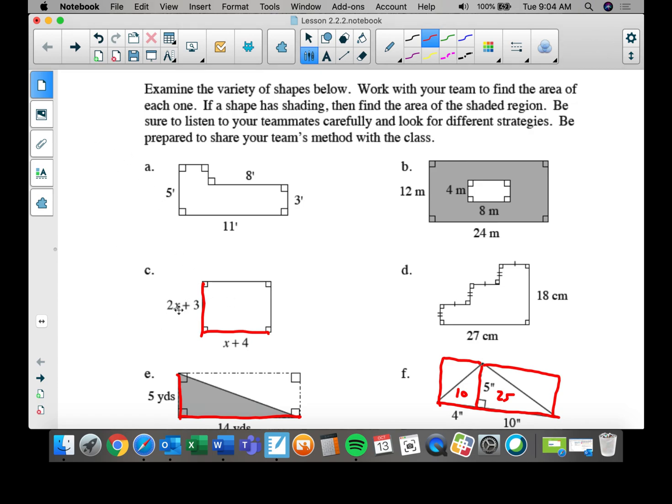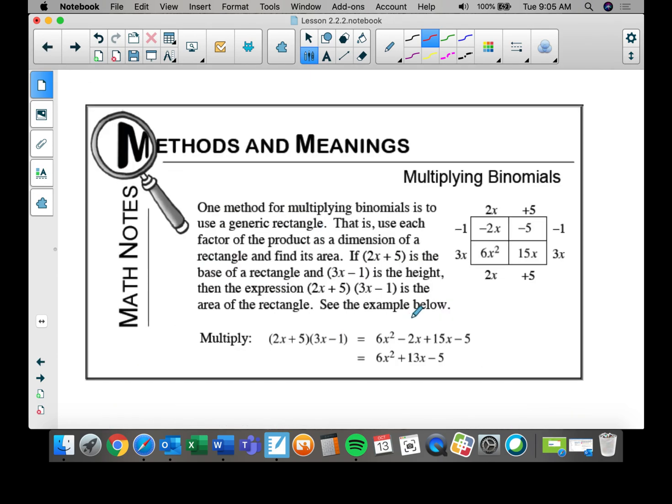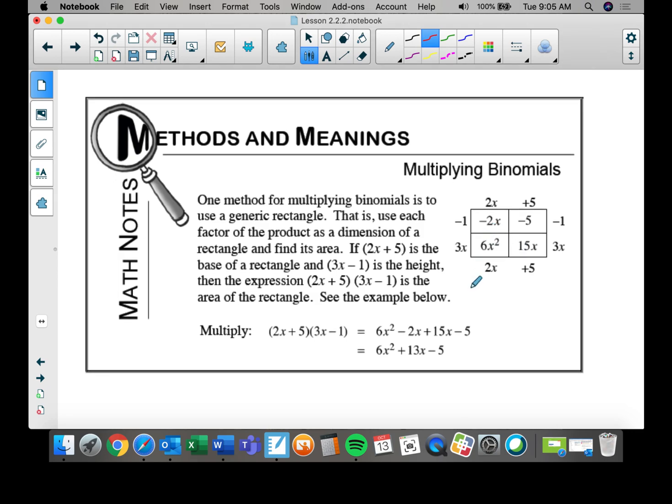Well, if you can't remember how to multiply 2x plus 3 by x plus 4 from Algebra 1, that's where this math notes box comes into play. Here's the idea of how you multiply binomials. We did a little bit of this in one of the practice to learns, but take a look at that. We'll go over it if we need to and discuss.